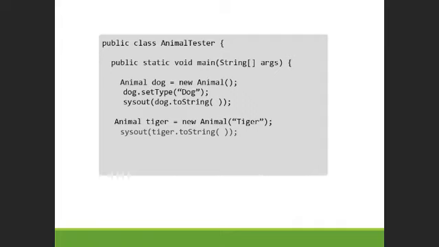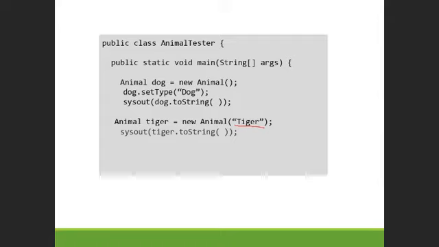So it might look something like this. I have a new animal, I set the type to dog, and I could do dog.toString, and that's going to print out all my information that's inside of my dog object. Tiger, this one is using the non-default. It's passing in the word tiger, which must go in for the type of the variable, and then we could sysout tiger.toString to see what all was inside of those instance variables.